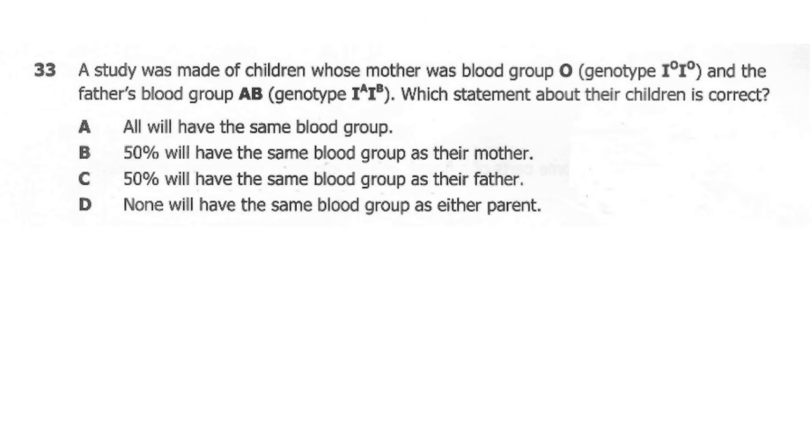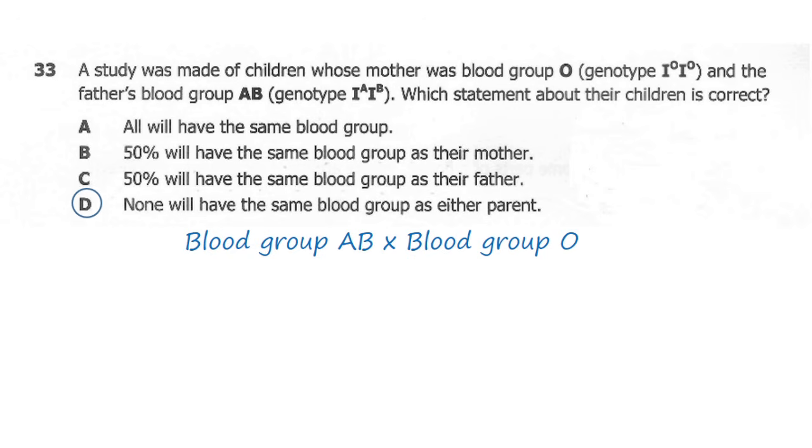Excellent work, chat. Very good. The correct answer here is D. None will have the same blood group as either parent. So after we've done the cross, the father is blood group AB and the mother is blood group O. And the genotypes for the parents are IAIB and IOIO.